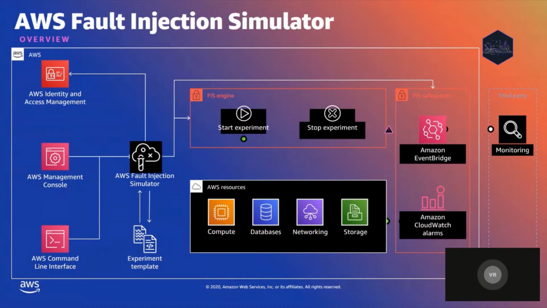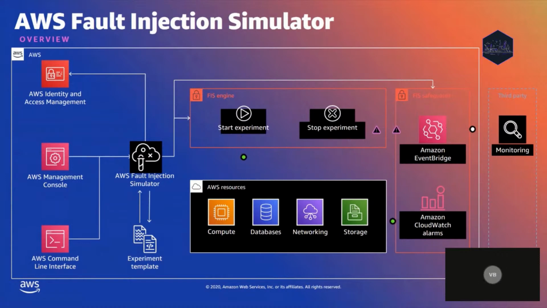So that is the integration with the fault injection simulator, that console, and there you see the experiment templates that I talked about. You can define them there, and then your first engine is where you start and stop your experiments. Then we have that other block at the bottom where you see all the resources that you can perform these experiments on: your compute, your databases, your storage, and your networking. And then your safeguards, where you see Amazon EventBridge and Amazon CloudWatch. That is where you define those stop conditions, and that's where you have your alarms, which go with your stop conditions. Those are the safeguards for your experiments.